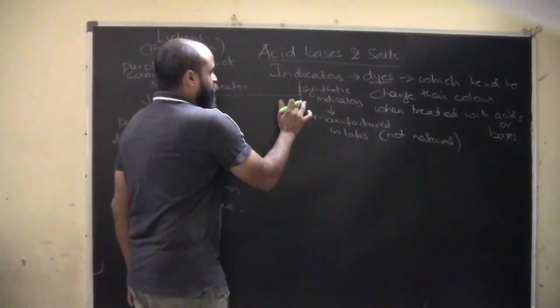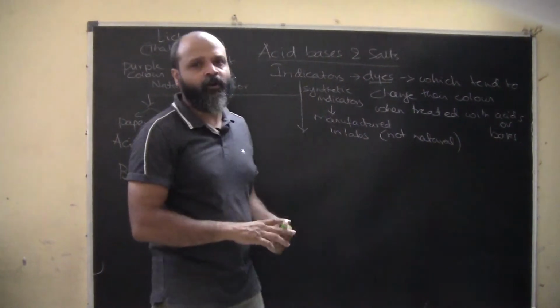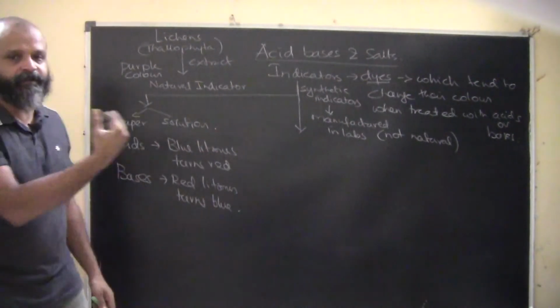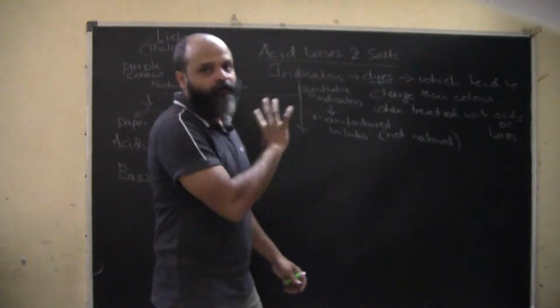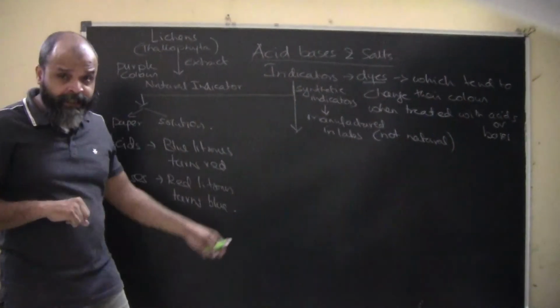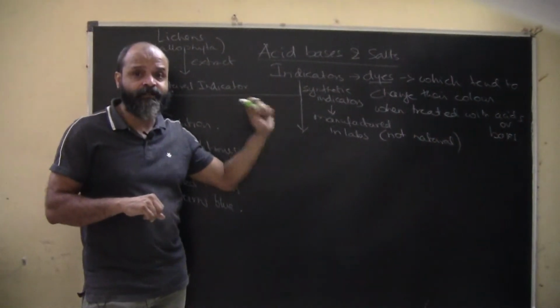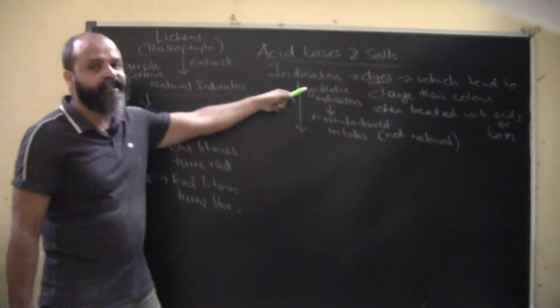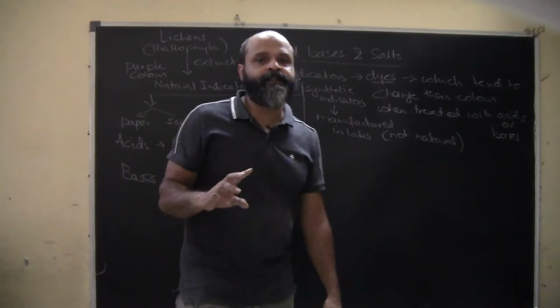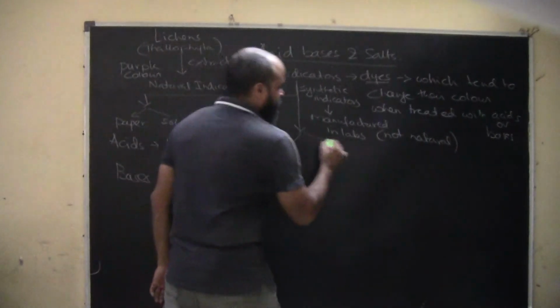So here we are talking about indicators. Indicators can not only be in the form of dyes, they can also be in the form of olfactory indicators, which we will learn in due course of time. For the time being, we are just trying to understand indicators which are in the form of dyes, okay. So now we have synthetic indicators. What do we mean by synthetic indicators? Synthetic indicators are those which are manufactured in the lab.